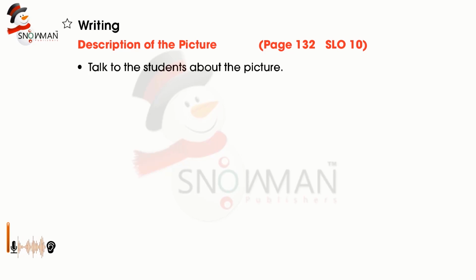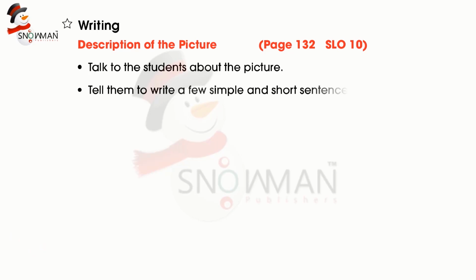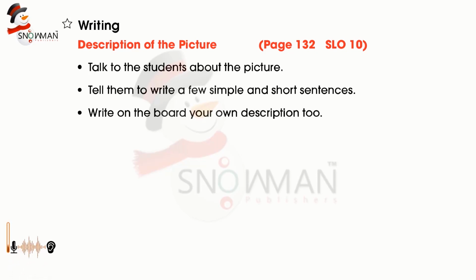And then, after you have talked to them in English, tell them to write a few simple and short sentences. And then finally, write on the board your own description too. आप अपनी तरफ से भी जुमले बना के लाएंगे और फिर बोर्ड पर लिखेंगे.